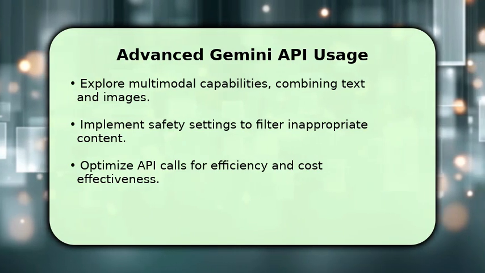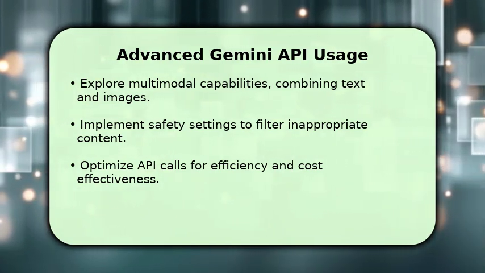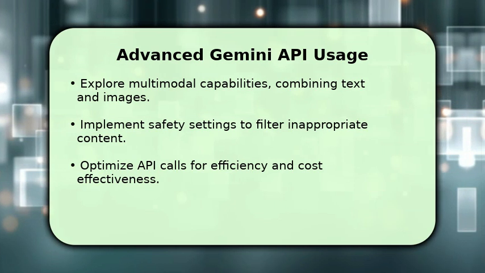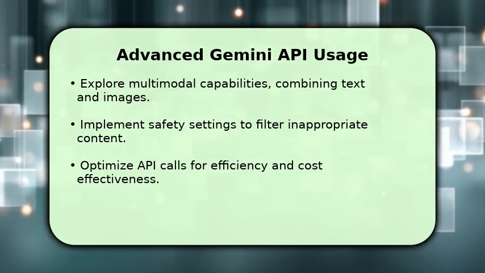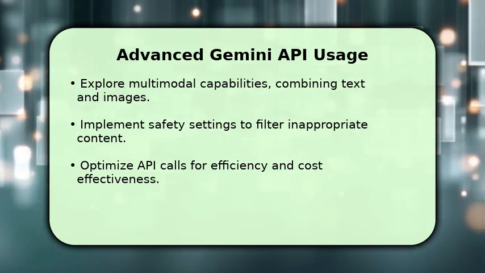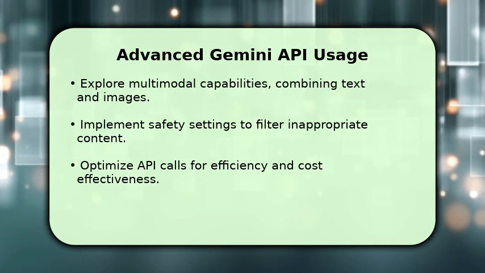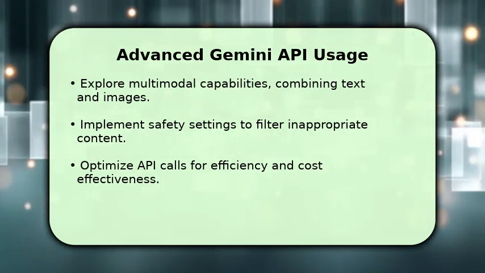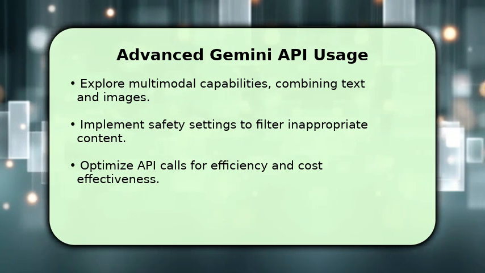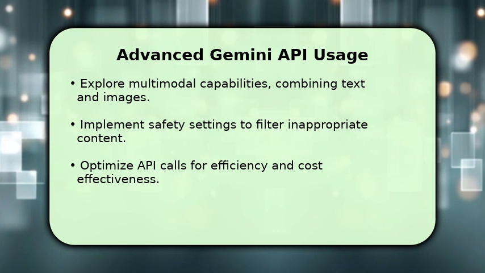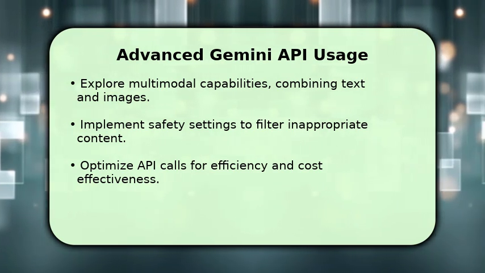Beyond basic text generation, the Gemini API offers powerful advanced features. You can explore its multimodal capabilities, allowing you to combine text and image inputs for richer interactions. It's also crucial to implement safety settings to filter out any inappropriate or harmful content, ensuring responsible AI use. Lastly, we'll discuss optimizing your API calls for better efficiency and to manage your costs effectively.